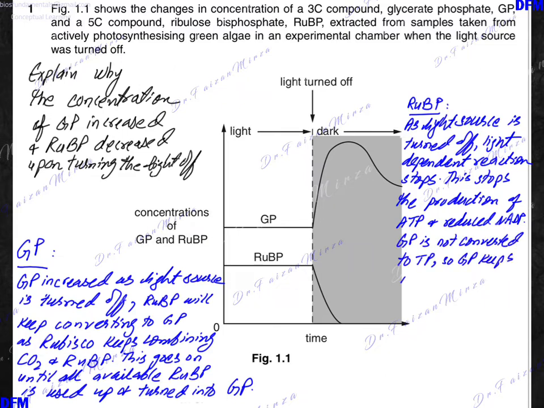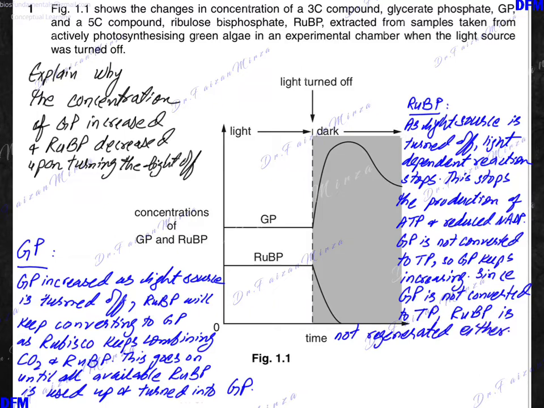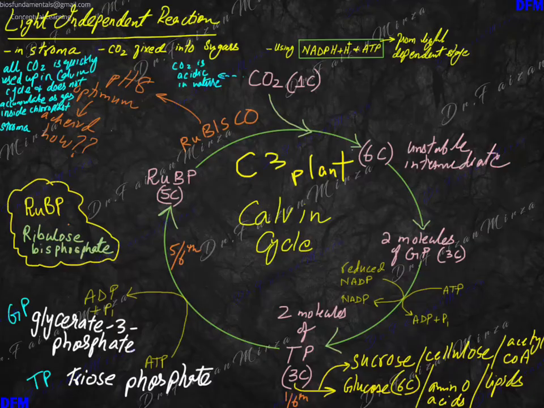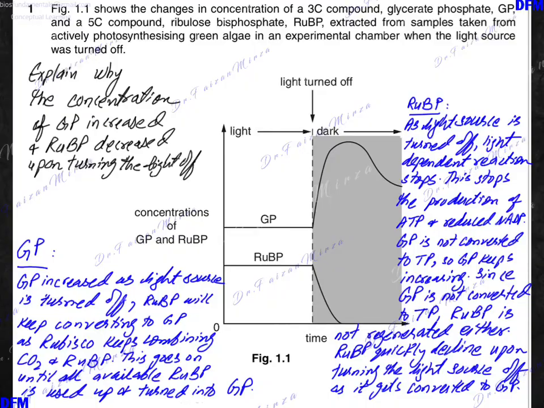And since GP is not converted to TP, GP keeps increasing, as already discussed. And when GP is not converted to TP, RuBP is not regenerated either. So when it's not regenerated, RuBP quickly declines upon being converted into GP as the light source is turned off. So you can go back to the diagram that we've discussed for the Calvin cycle and see how this relates to this particular stage in which GP is turned into TP and the products of the light dependent reaction are being used up.